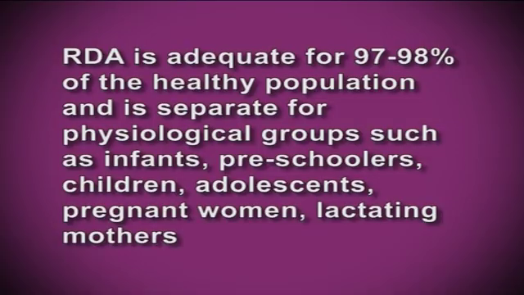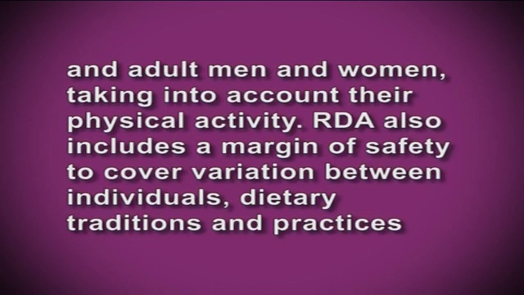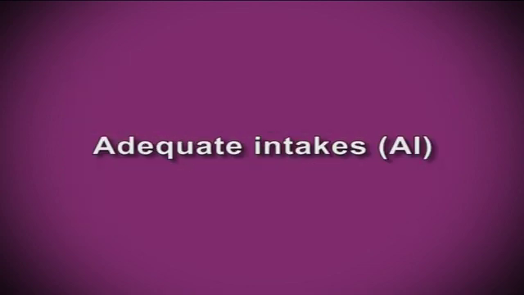RDA is adequate for 97 to 98% of the healthy population, and there are separate values for physiological groups such as infants, preschoolers, children, adolescents, pregnant women, lactating mothers and adult men and women, taking into account their physical activity also. RDA also includes a margin of safety to cover variation between individuals, dietary traditions and practices.